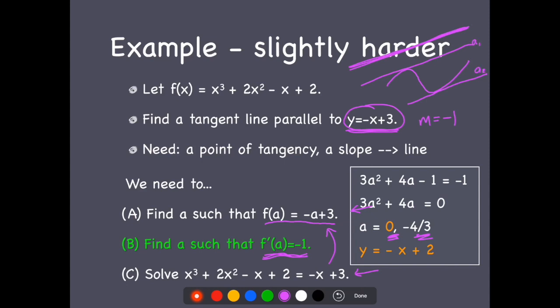And so you see I get 0 and minus 4 over 3. Now it just asks me to find a tangent line that's parallel to it, so I'm going to choose the one with the easier number, which is 0. And so I go through, and I encourage you to go through the calculation and figure out the equation of the line, but here it is. You should get minus x plus 2.